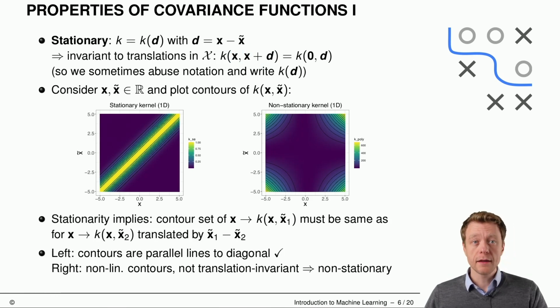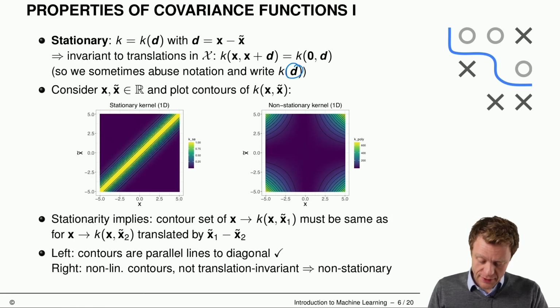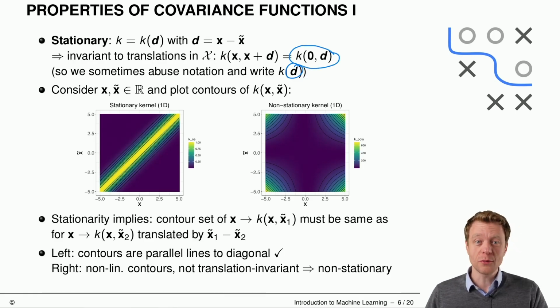So we have this invariance to translations. And don't worry too much about notation here. Sometimes we use k with just one argument d, the difference. Sometimes we use k with two arguments. If we use it with two arguments, of course, those are the two different points in the feature space. If it's one argument, then in this case it's the difference between those two points.